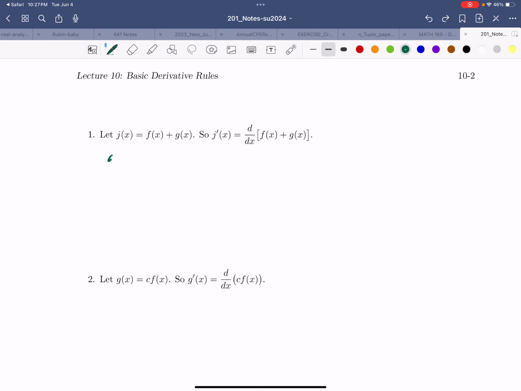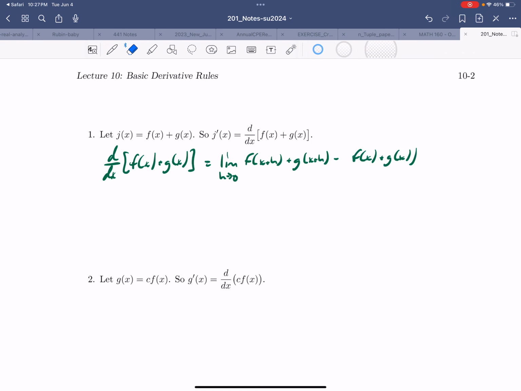So the derivative of f of x plus g of x, by definition, is the limit as h approaches 0 of f plus g of x plus h minus f plus g of x. And that's just the same thing as f of x plus h plus g of x plus h minus f of x plus g of x, big parentheses, all over h.